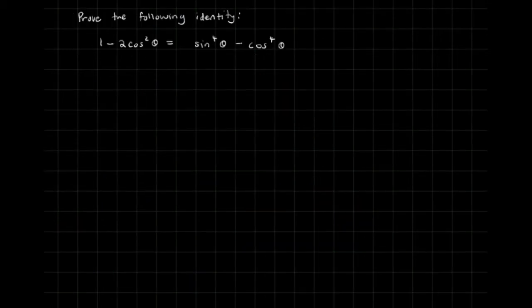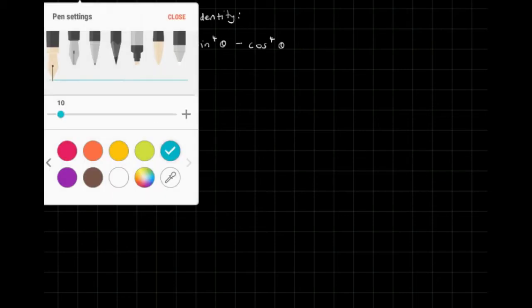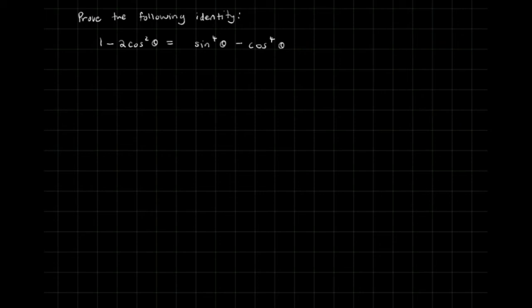Alright, let's prove the following identity. 1 minus 2 cos squared theta is equal to sine to the power 4 theta minus cos to the power 4 theta. So let's first write down some of our Pythagorean identities and our quotient identity.